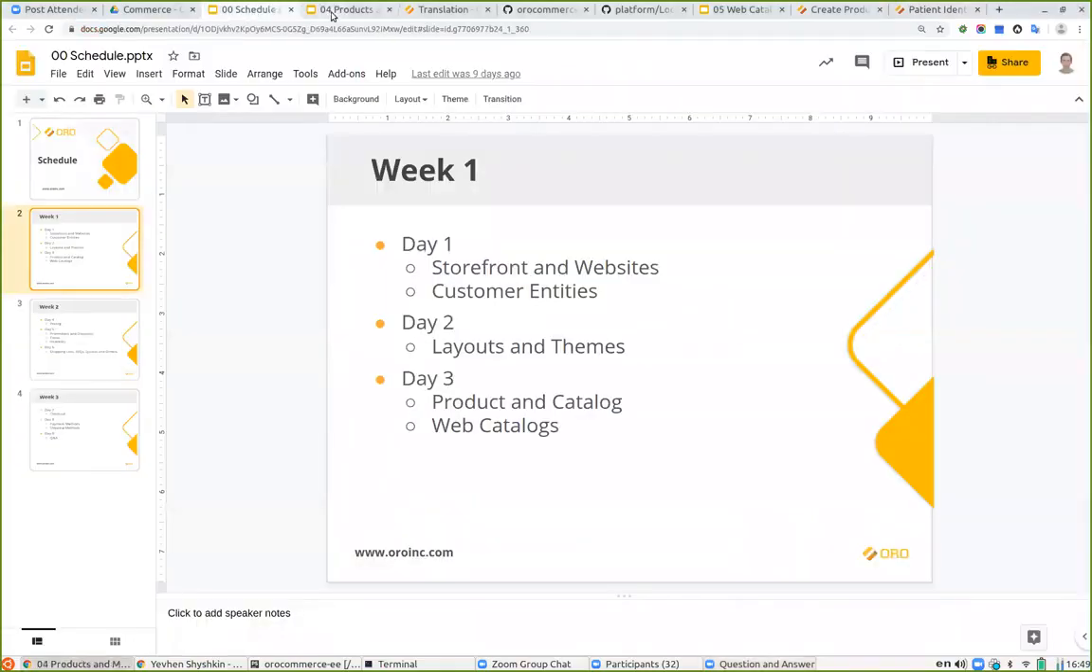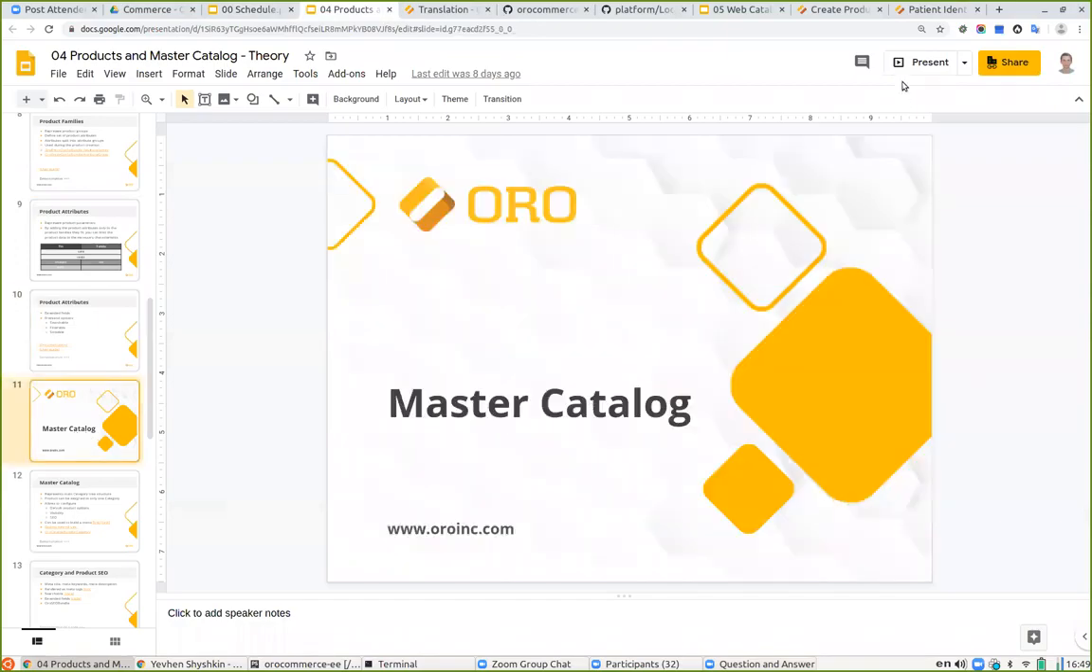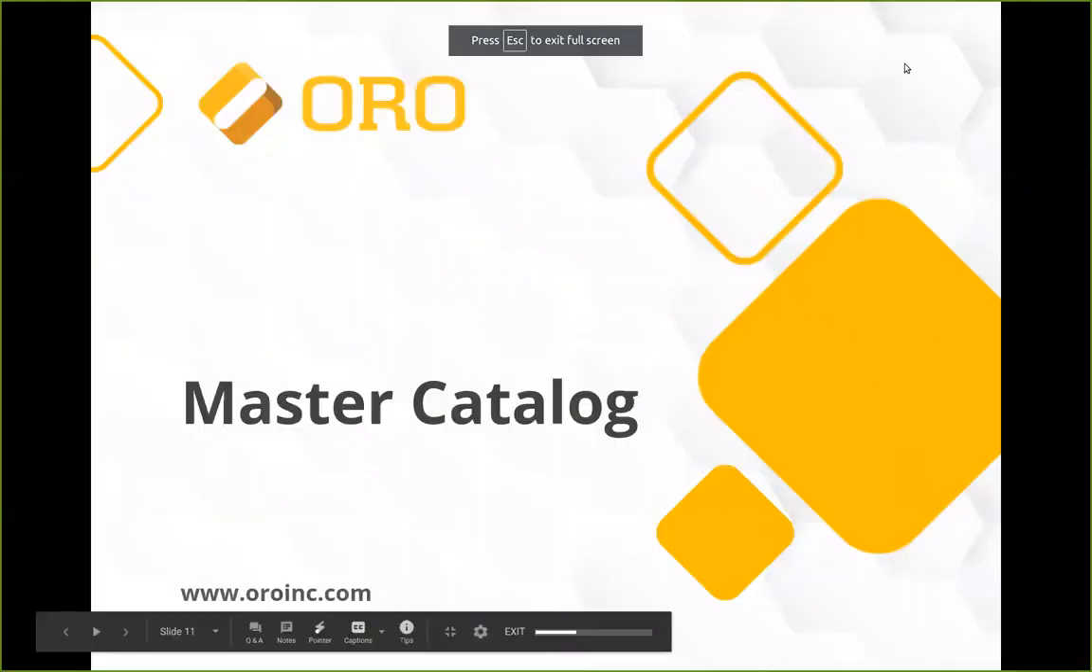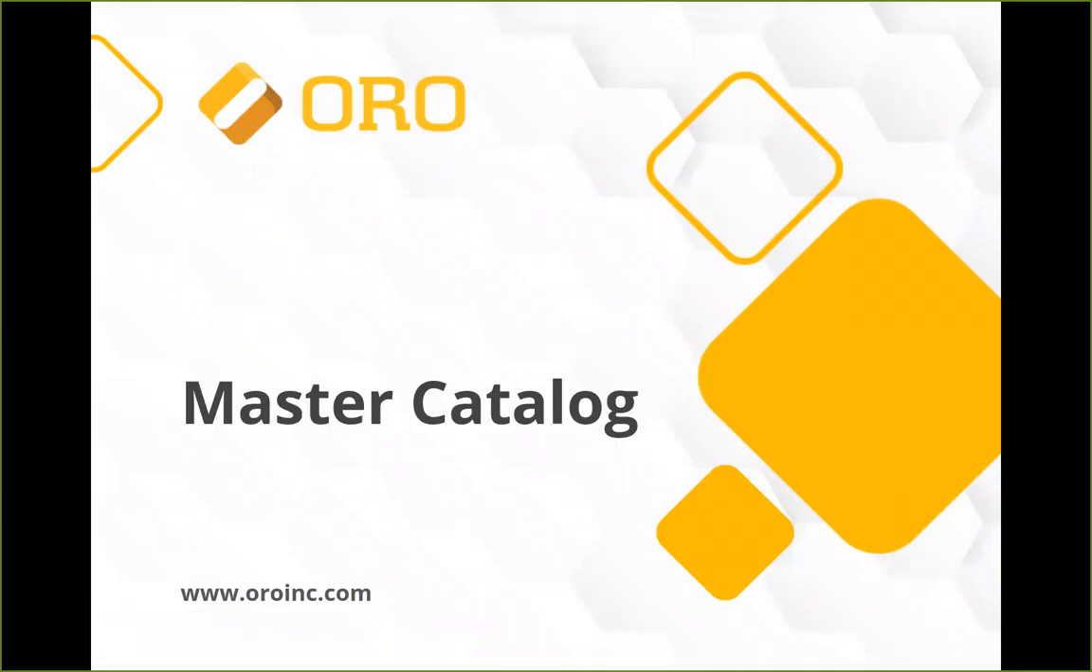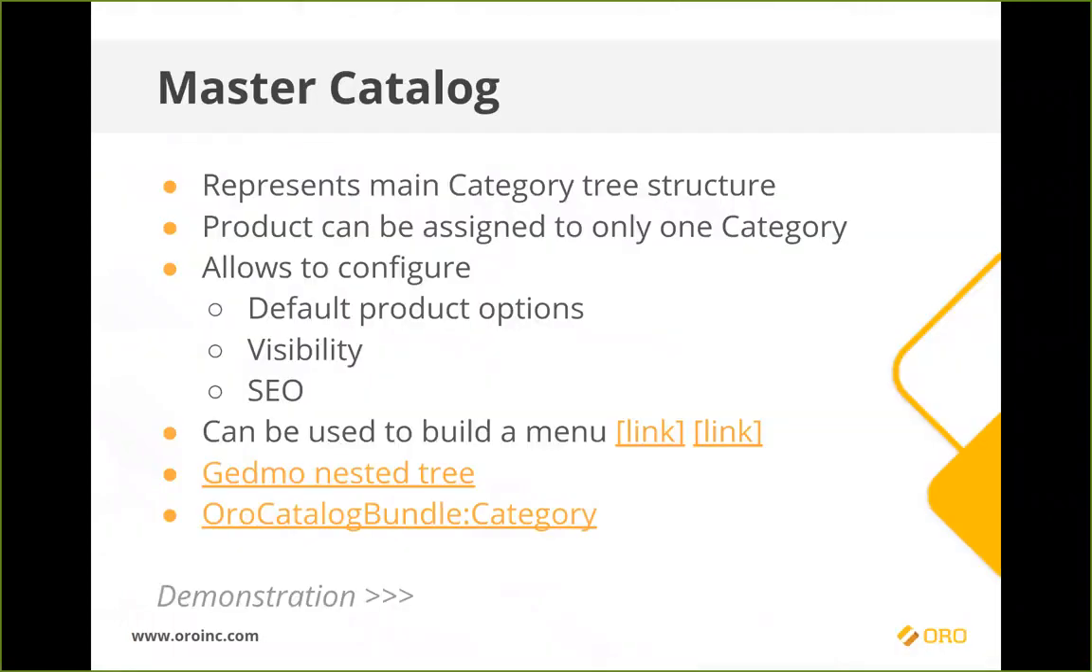Okay, so let's continue. And now we're going to talk a little bit about the master catalog. The master catalog is the first and the most obvious structure you should use in OroCommerce in order to group your products, or put the products in the appropriate structure inside the appropriate category structure. The master catalog represents the main category tree structure. You will see later why I'm saying main, because there is also a secondary.